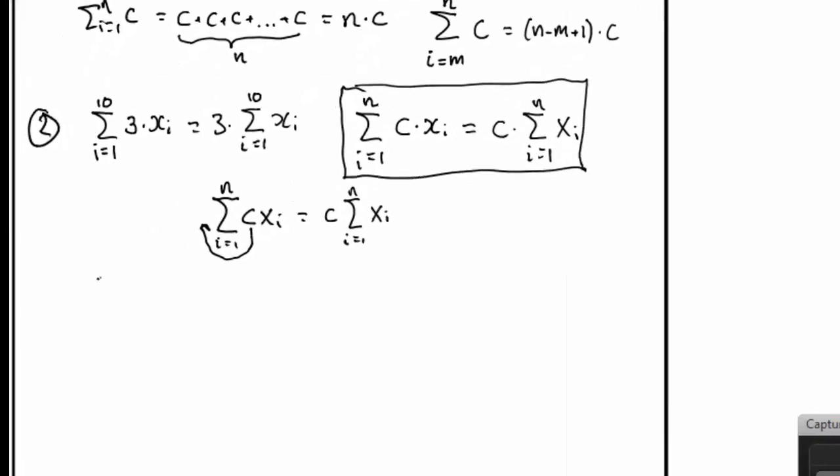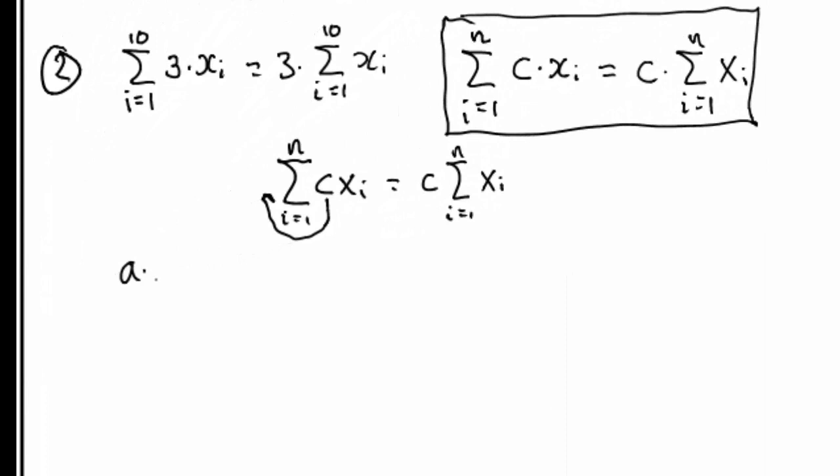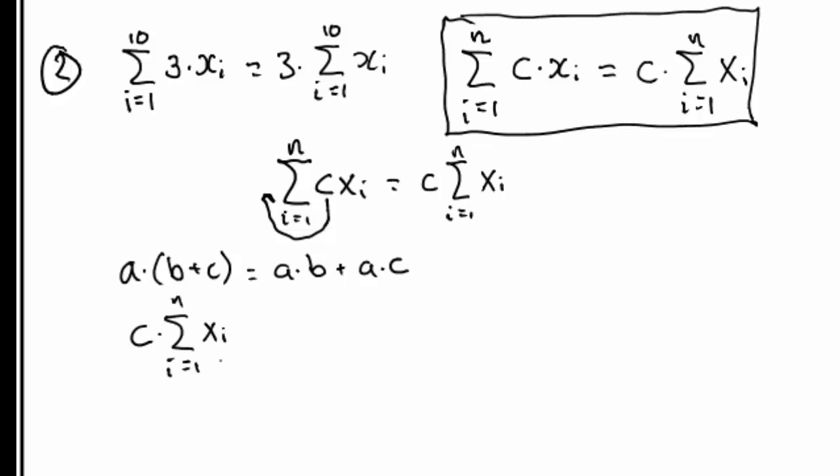So if you remember the distributive law, we typically write it like this: A times a parenthesis of the sum of B and C is equal to A times B plus A times C. If you look at the expression to the right in the formula, it says C times summation I goes from 1 to n of xi. Well, that's the same thing as C times x1 plus x2 plus all the way to xn.